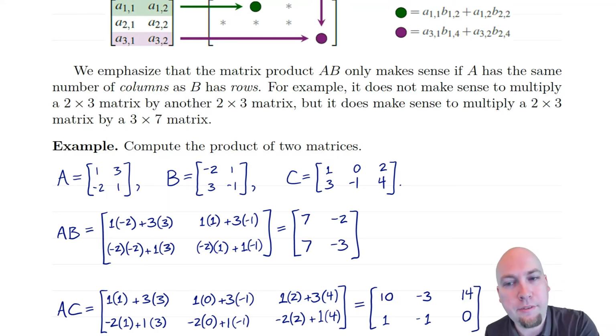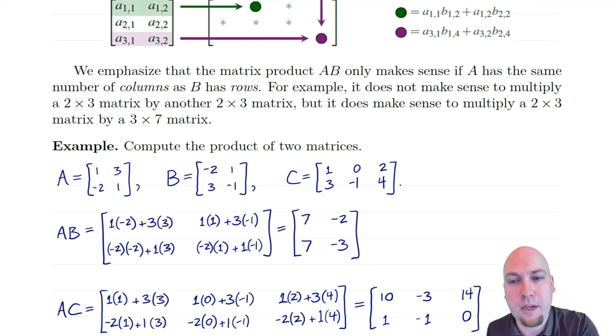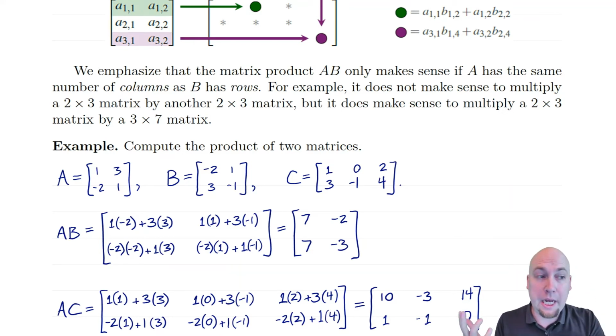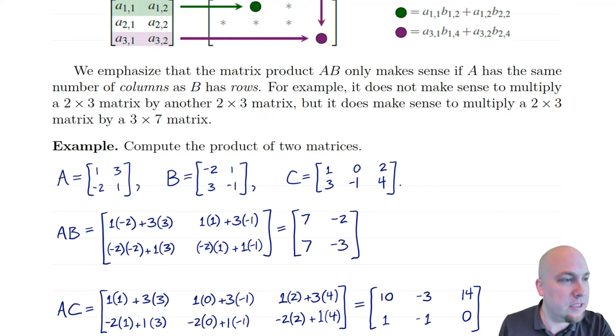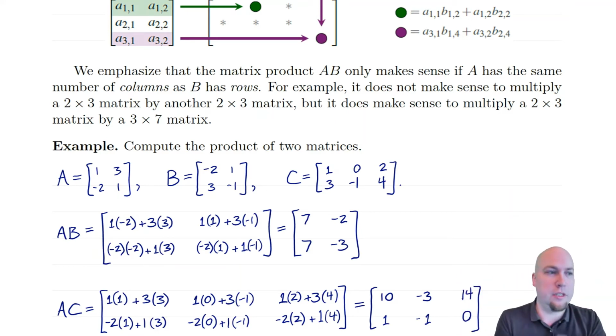Okay, so for example, if you tried to multiply a 2 by 3 matrix by a 2 by 3 matrix, it doesn't work, because the inner dimensions, the 3 and the 2, are not the same. You're going to be taking dot products of things with 3 entries with things with 2 entries, and you can't do it. But if you tried to do a 2 by 3 matrix times a 3 by 7 matrix, that does work. Because the inner dimensions, this 3 and this 3 that are on the inside, match up with each other. You're going to be doing dot products of things with 3 entries with things with 3 entries, and it all works out fine.